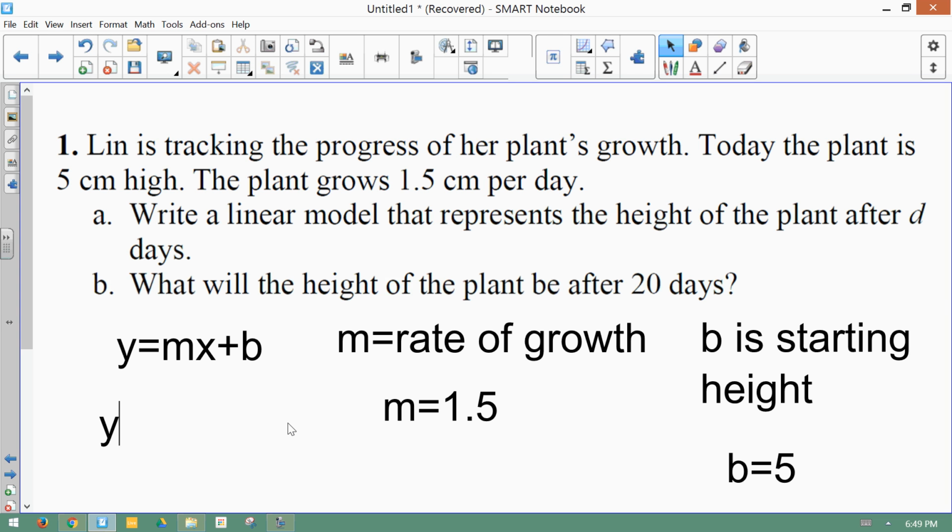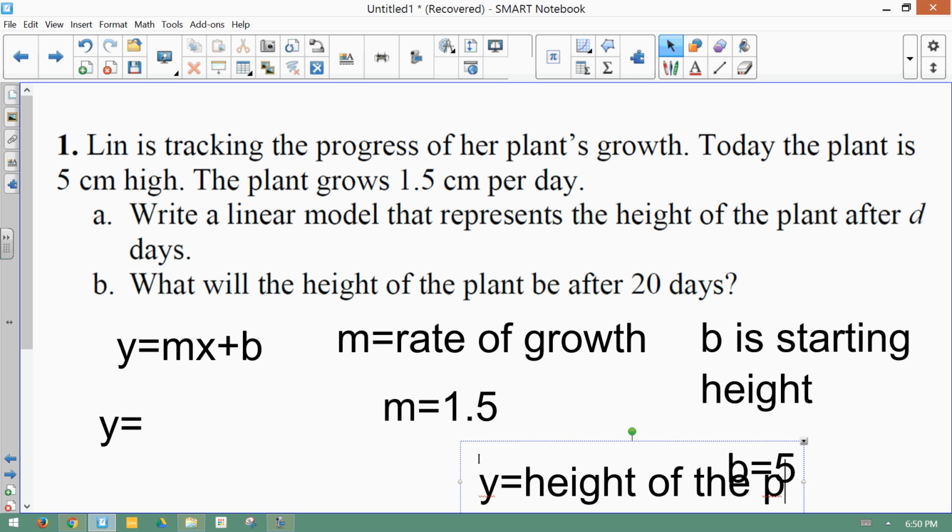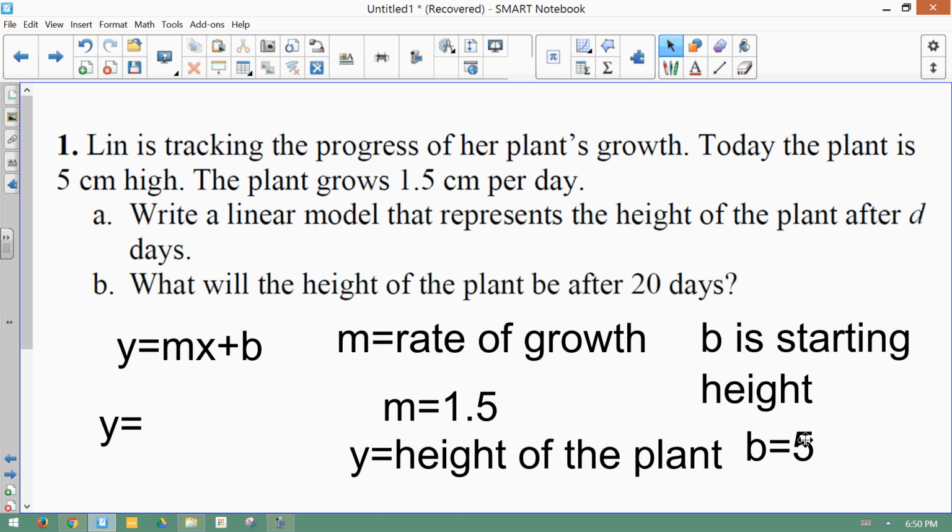Y would have to be, what's the height? So Y will be the height of the plant. Okay. Y is the height of the plant. So let's put it all together. Y is equal to the rate of growth times X plus the starting height.